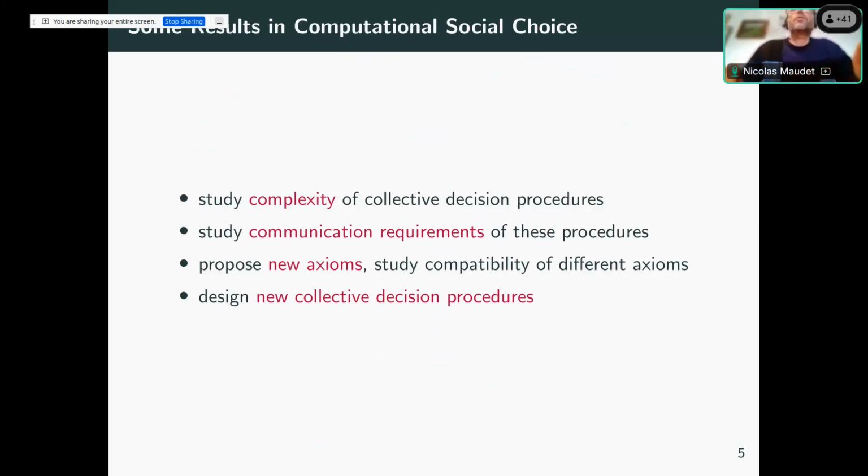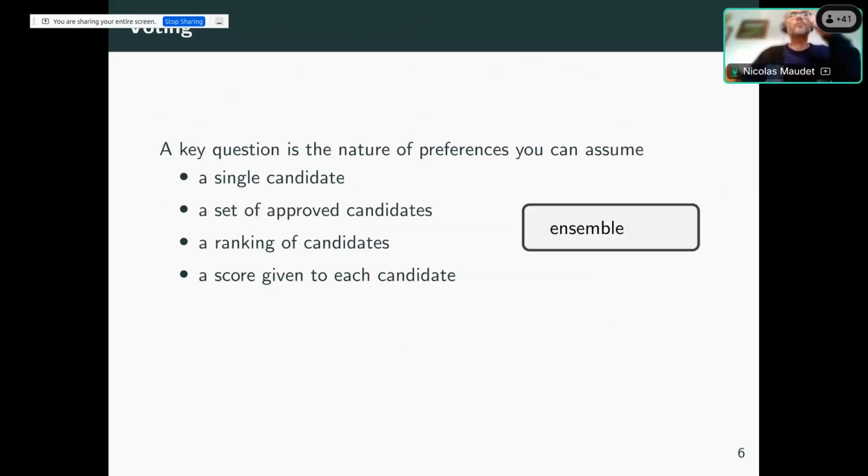Also, there are questions about the communication requirements of the different procedures, so how much information you have to convey to compute all these voting rules, for instance. The field has proposed new axioms, for instance in the context of committee voting. I will mention a couple of them just after that, and also designed new collective decision procedures. So there's a whole range of studies. This is not exhaustive, of course, but just to give you an idea of what's happening in the field.